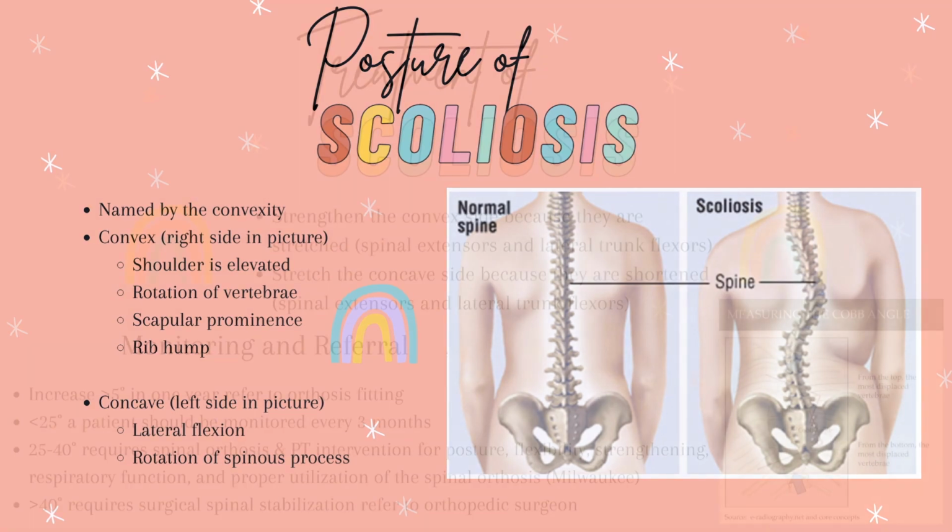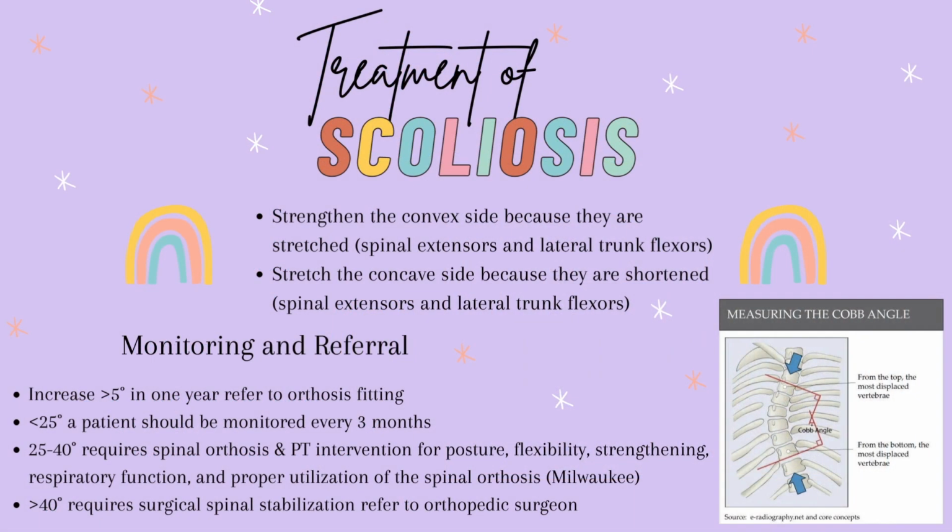So treatment of scoliosis, you're going to strengthen the convex side because they are stretched and weak, so like the spinal extensors and lateral trunk flexors. Then you're going to stretch the concave side because they are shortened, so again the spinal extensors, lateral trunk flexors.